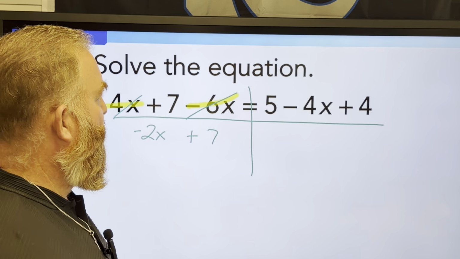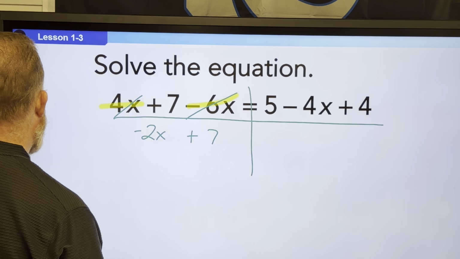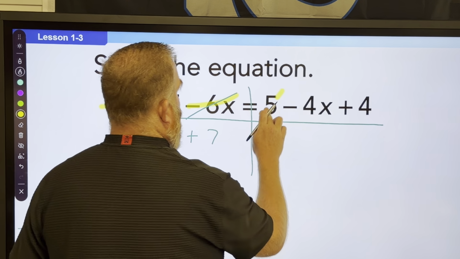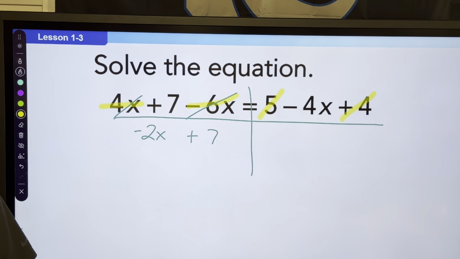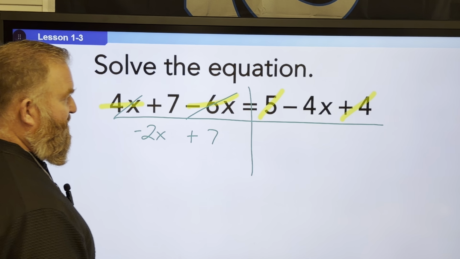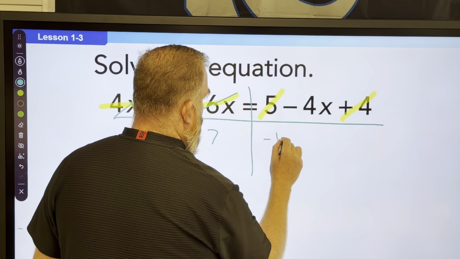Now let's do the same thing on the other side. What are my like terms? Positive 5 and positive 4. Now, do you want to bring down the letter first or do you want to do the 5 plus 4 first? It does not matter. Up to you. Somebody, what do you want to do first? Letters or the numbers? Cool. She said letters, so we're going to bring down the negative 4x first.